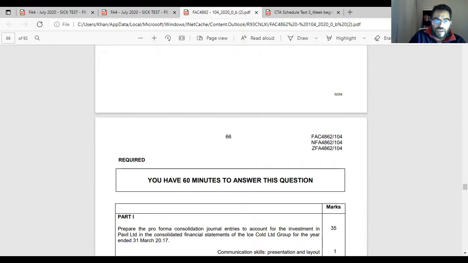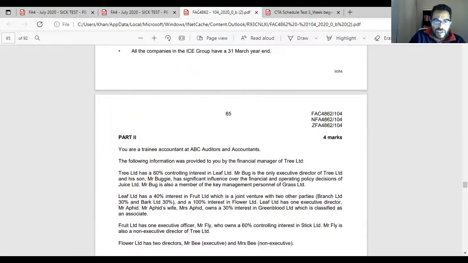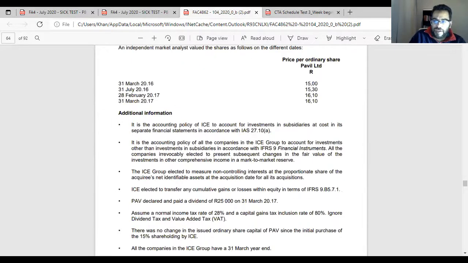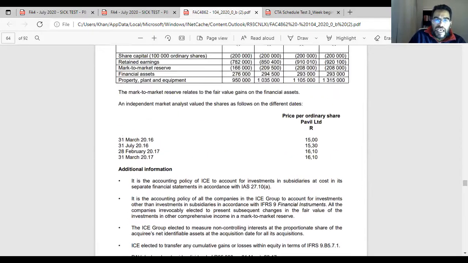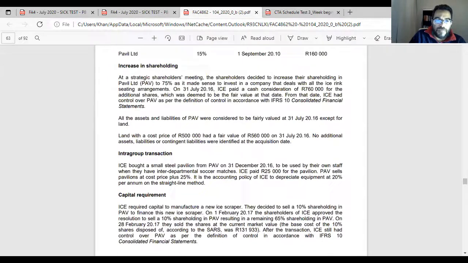Okay, so it looks like 31 March is the financial year end. Somewhere here, oh, there they say: all companies in the ICE group have a 31 March year end. So all companies in the ICE group have a 31 March year end.